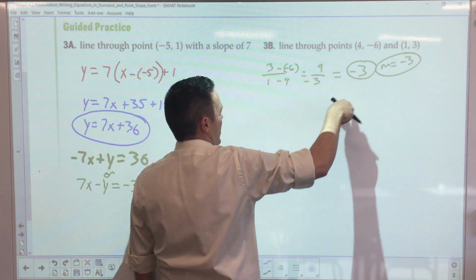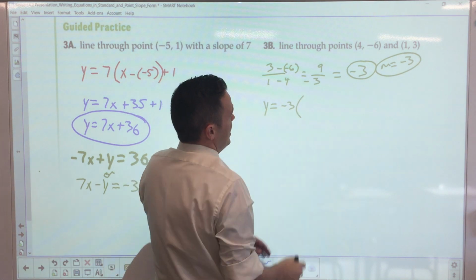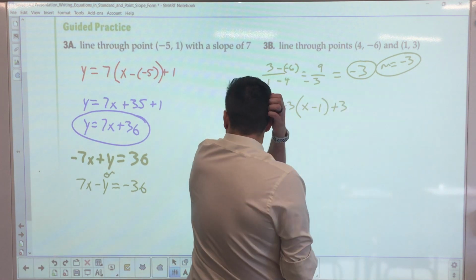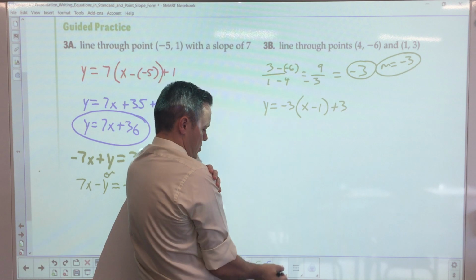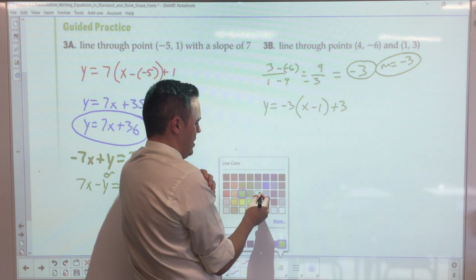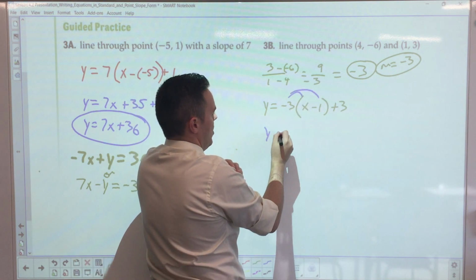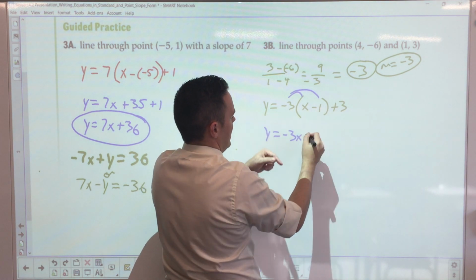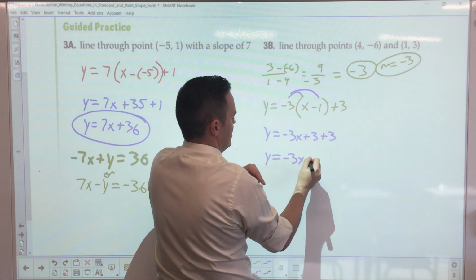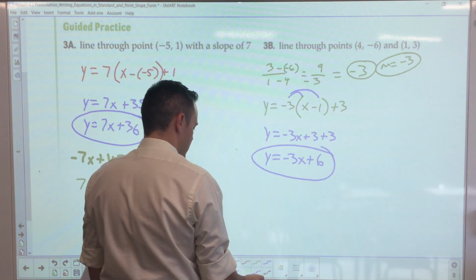All right, now let's use a point. Let's use 1. So it's going to be y equals negative 3, and then x minus 1, plus 3. Now you combine it up and distribute. This is your point-slope form. You distribute it out: y equals negative 3x, negative negative, plus 3, plus 3. So your equation is negative 3x plus 6. Now, ladies and gentlemen, that is the slope-intercept form.